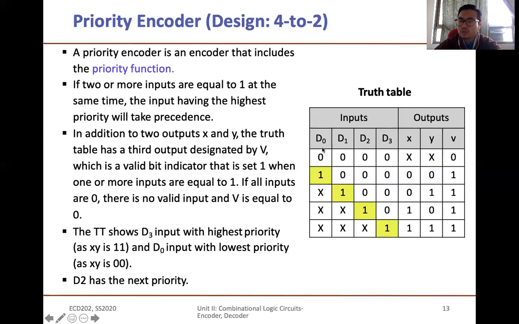So this V is an indicator of whether you have any input equal to 1 or not. When you have D0 to D3 equal to 0, none of the inputs is 1, so your V will be 0. If any of your inputs is 1, V should be equal to 1. It means it indicates your input has a 1. The truth table shows D3 has the highest priority with XY equal to 1, 1, and D0 has the lowest priority with XY equal to 0, 0. D2 has the next priority and D1 is after D2.